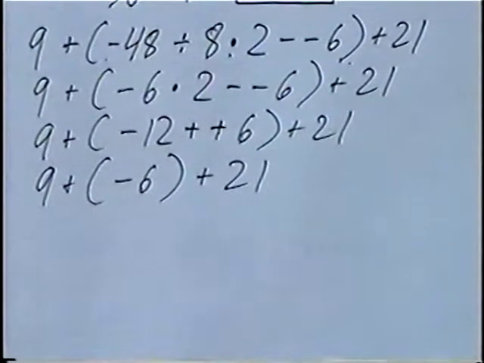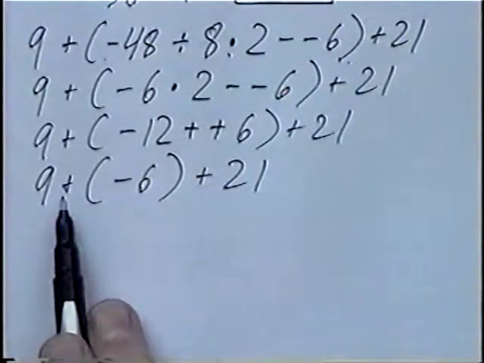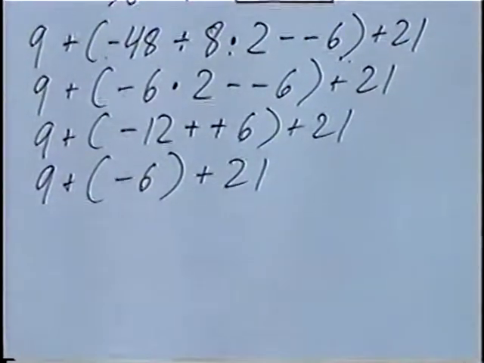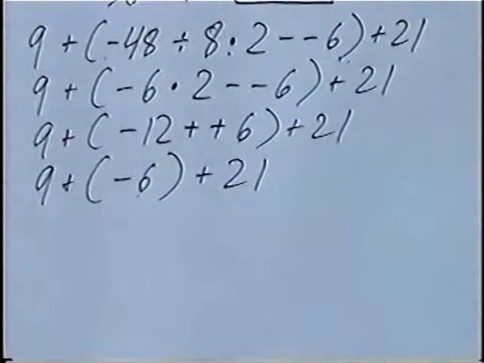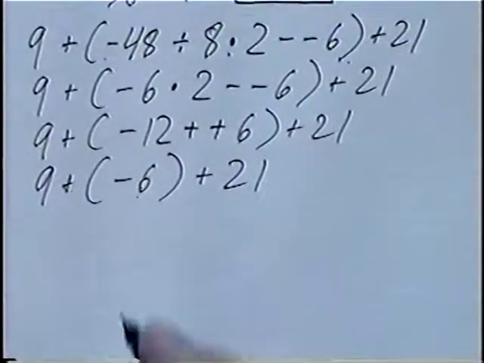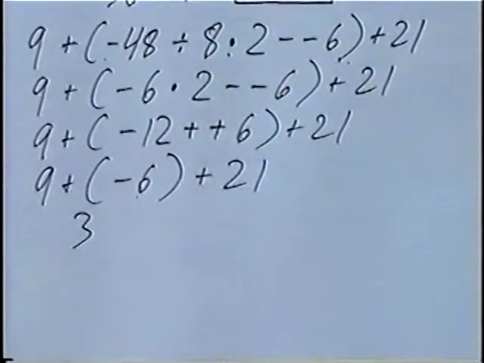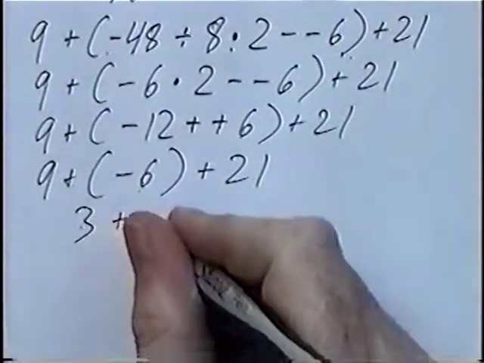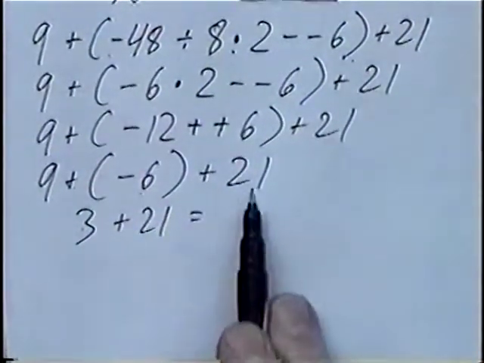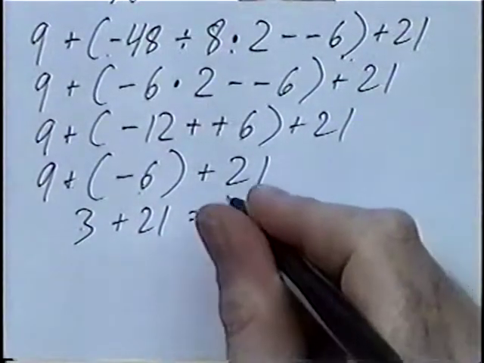Continuing the question, we have two addition signs left. And again, you do addition and subtraction in order from left to right. So first we will add 9 plus a -6, which will be 3. Different signs again will subtract. 9 is bigger, which tells us it's positive 3. Plus 21 stays the same. And our final answer will be 24.